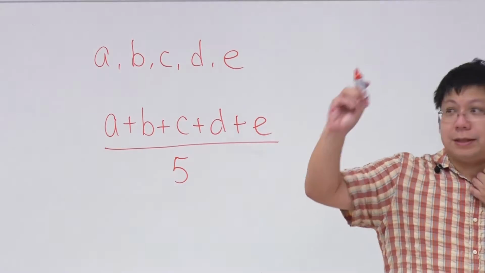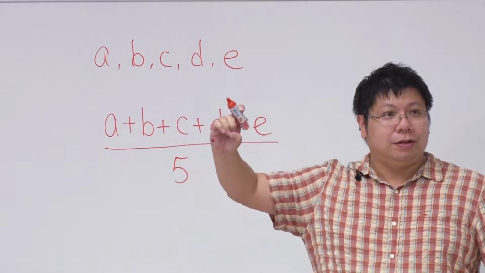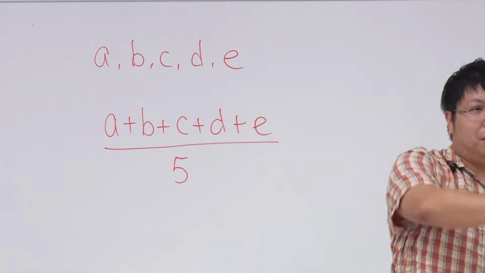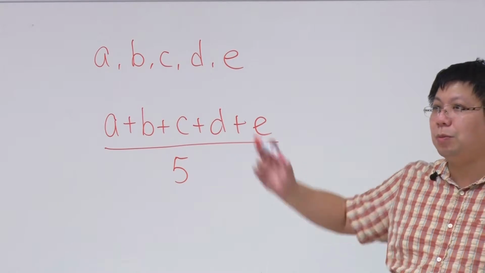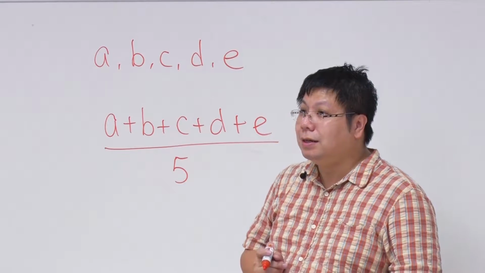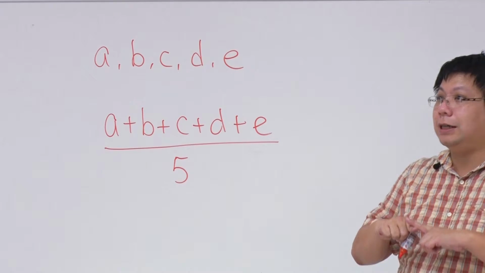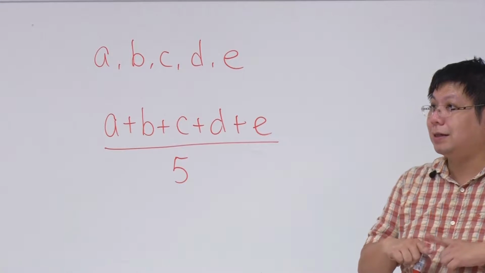So you can replace each one by the average. And then you add the average one by one together, then the total sum will be the same as A plus B plus C plus D plus E. Am I correct? Okay. Now, this average is in terms of the addition, plus.